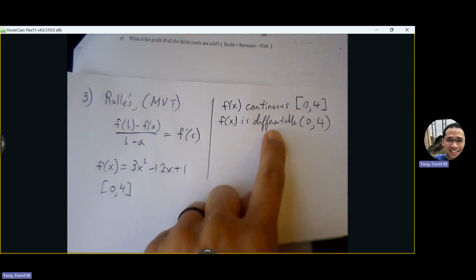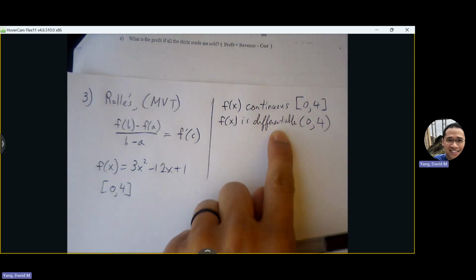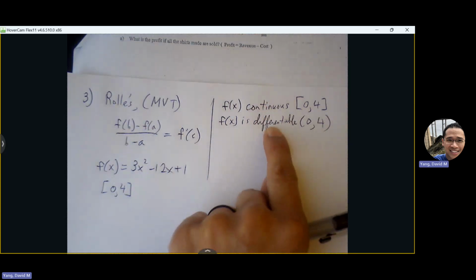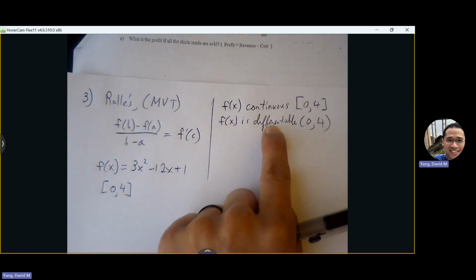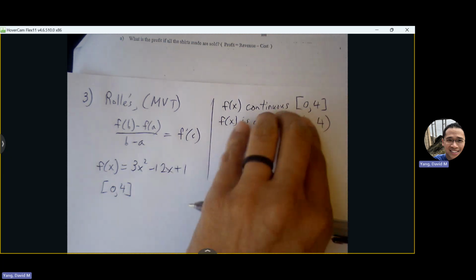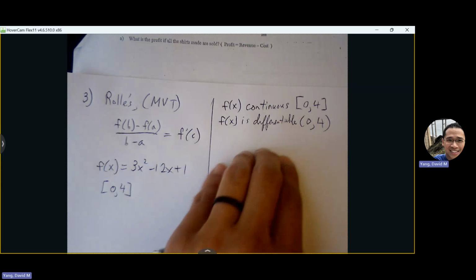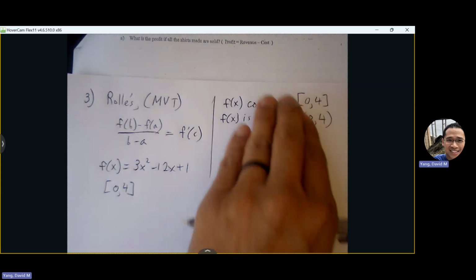Okay, and then these two conditions are just for Rolle's theorem and mean value theorem. For extreme value theorem, it's only continuity. So I think I indicated on your quiz, if you included differentiability on extreme value theorem, it may be true in the sense that the function may pass the differentiable test, but it doesn't need to. So with the extreme value theorem, we just require continuity, but for mean value and Rolle's theorem, we need continuity and differentiability.